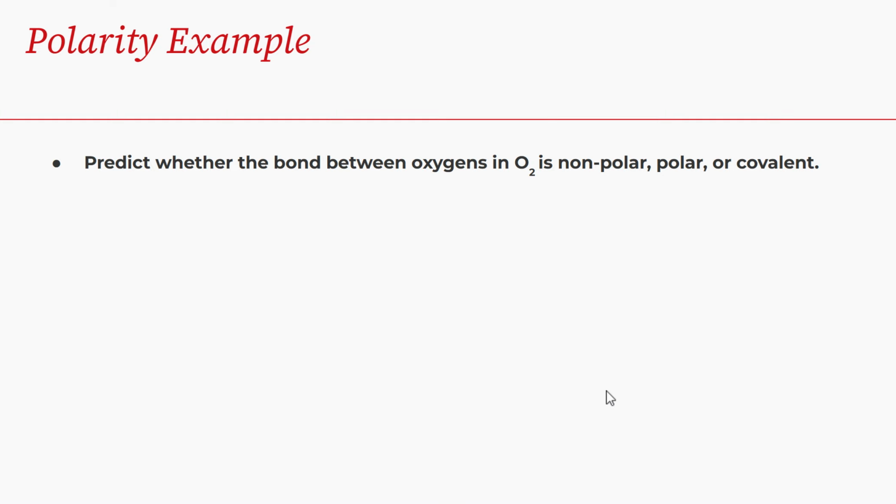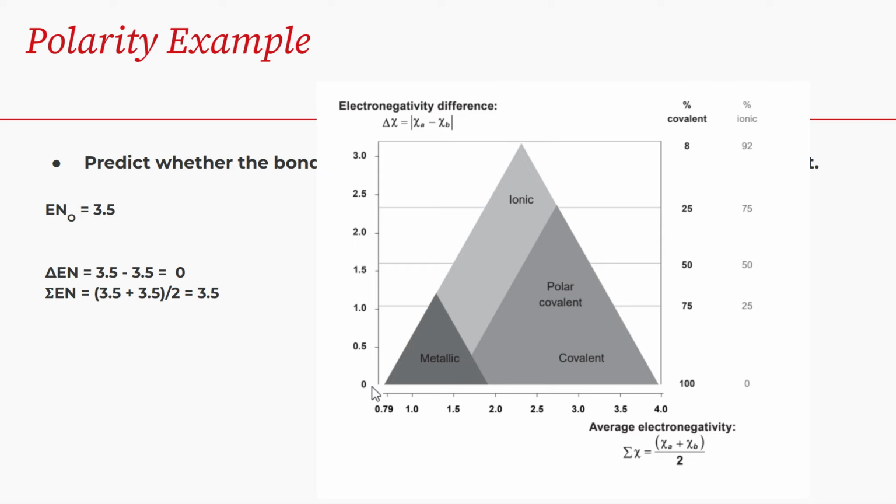Last example, we look at oxygen gas. Is this nonpolar, polar, or ionic? Well, oxygen has an electronegativity of 3.5. 3.5 minus 3.5 is 0, and the average is 3.5. Looking at the graph, y-axis of 0, x-axis of 3.5, we come right here, and that is very obviously nonpolar covalent.